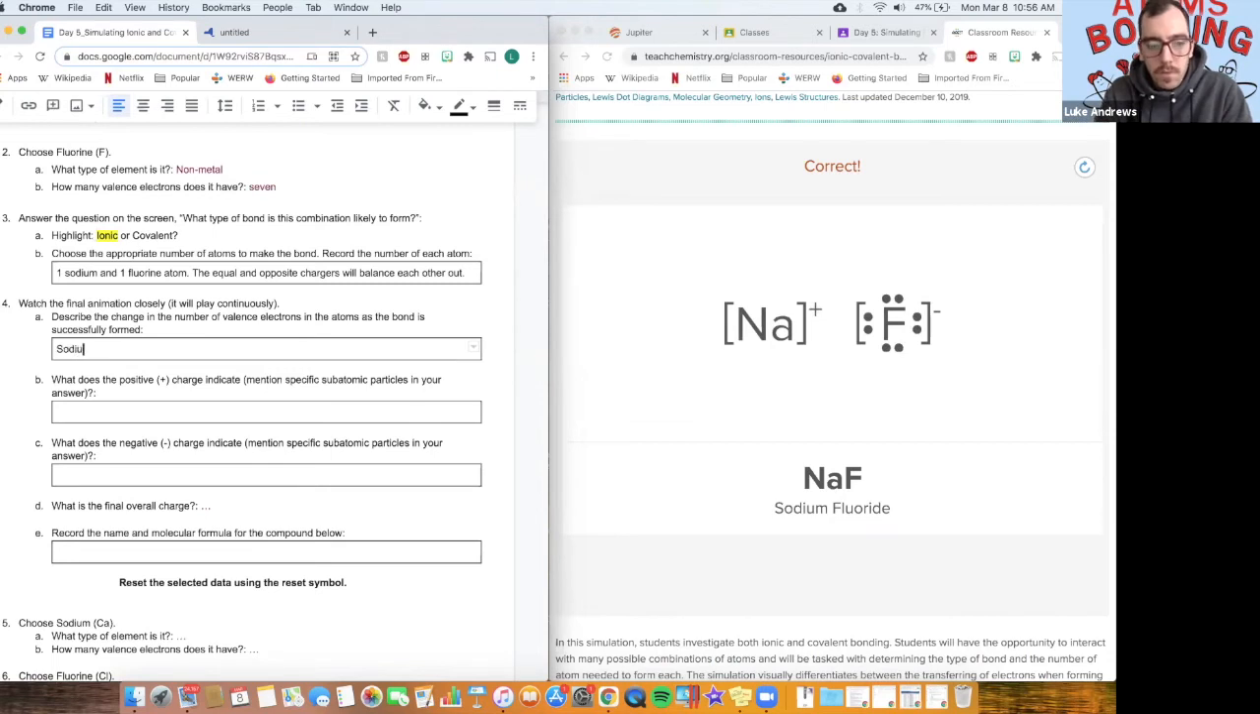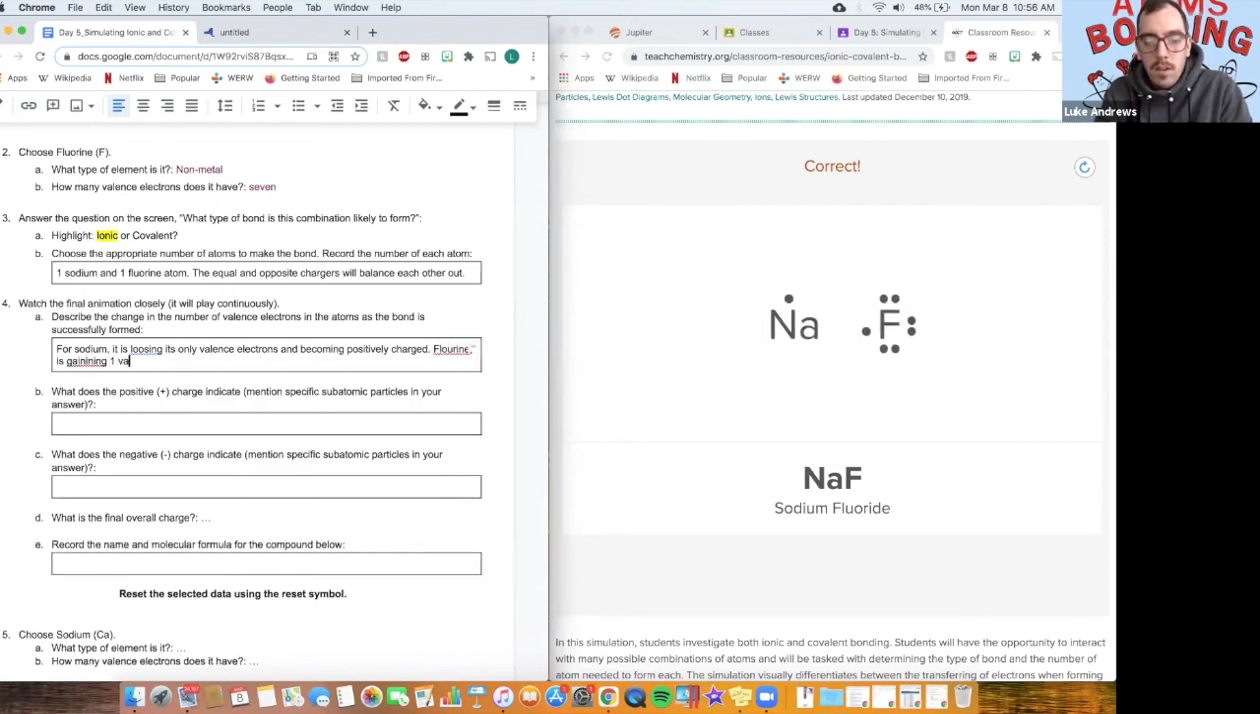So, well, for sodium, it is losing its only valence electron and becoming positively charged. Fluorine is gaining 1 valence electron and becoming negatively charged. Forgive my typos.